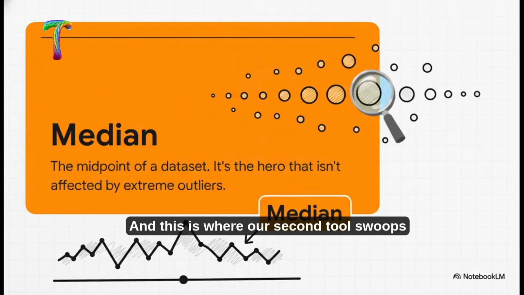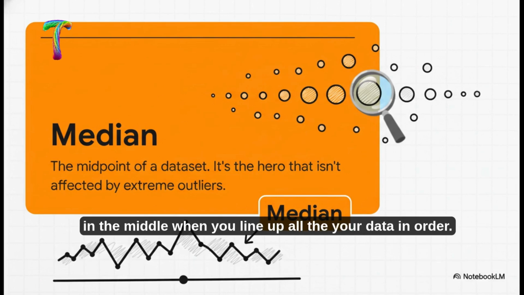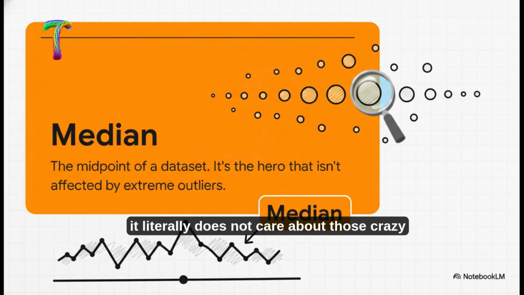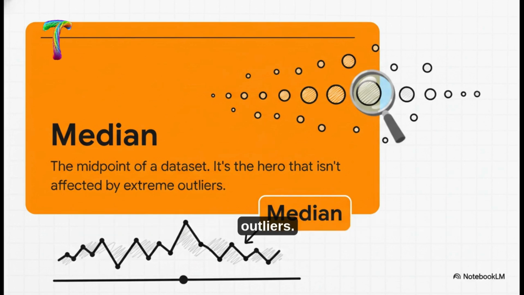And this is where our second tool swoops in to save the day, the median. The median is just the value that sits right smack in the middle when you line up all your data in order. And its superpower, it literally does not care about those crazy outliers.